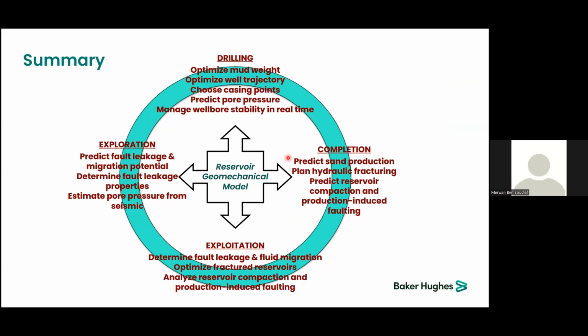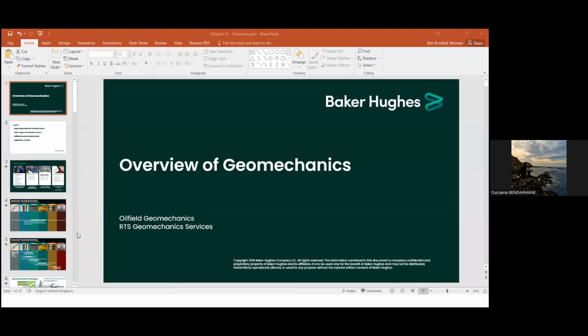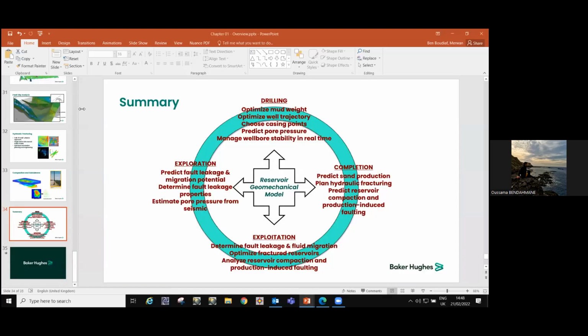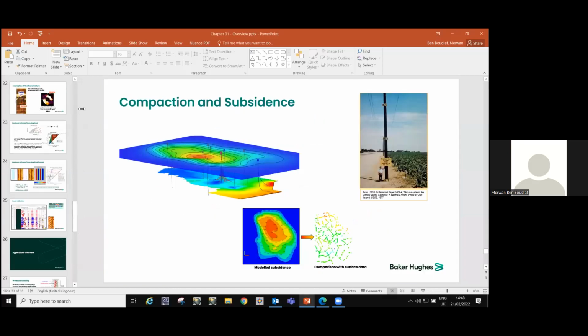Abdelkader Bakouri is asking: what do we take into consideration when estimating the parameters in the case of a naturally fractured formation? Very nice question.